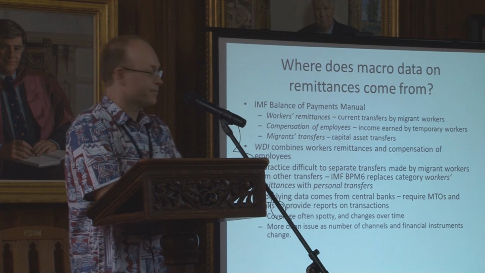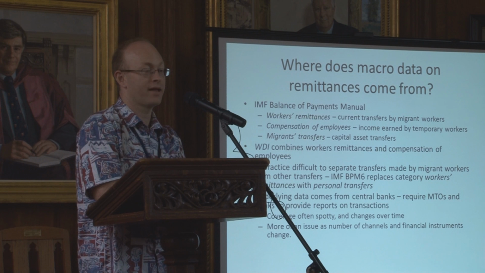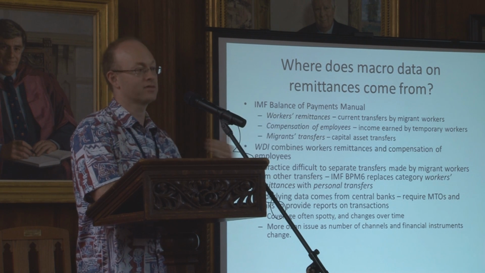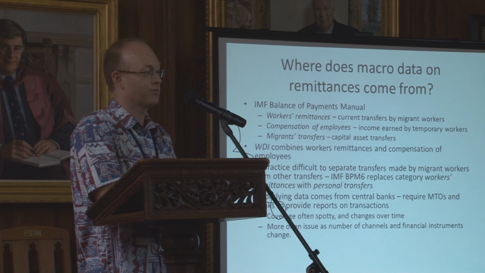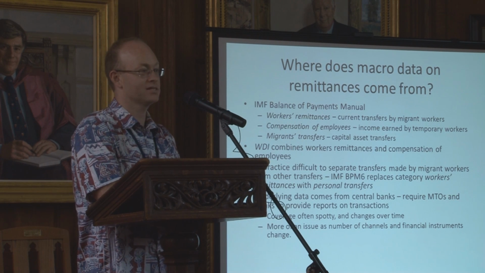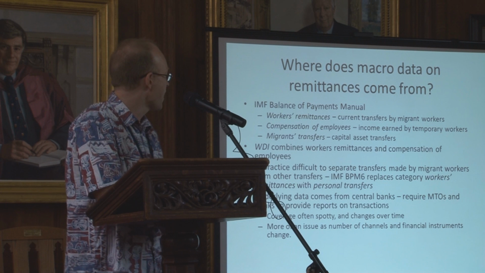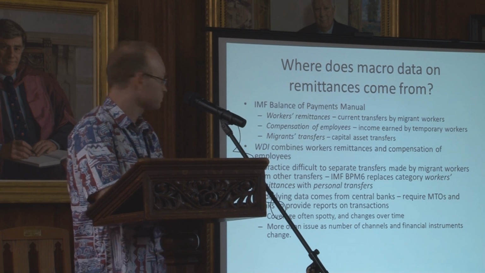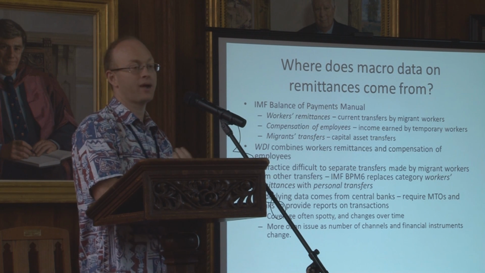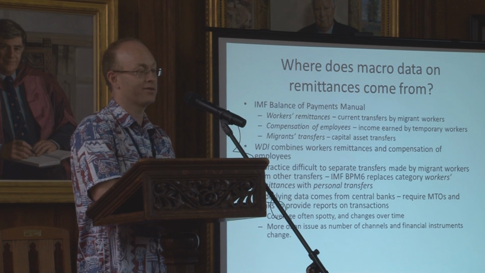So the World Development Indicators, which is where a lot of the studies just grab the remittances numbers from, and what the World Bank uses in making those magic figures that we just looked at, combine the first two categories, which are workers' remittances and compensation of employees. But, of course, in practice, it's really difficult to separate all these categories.